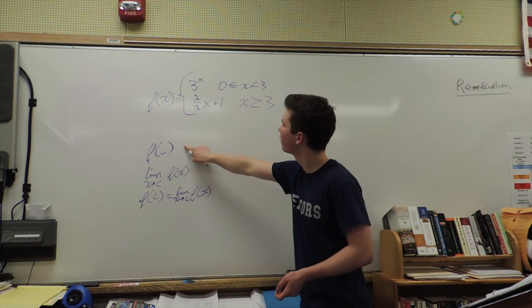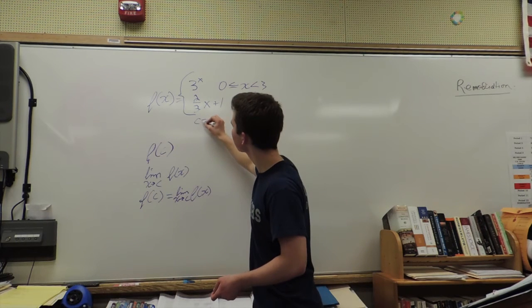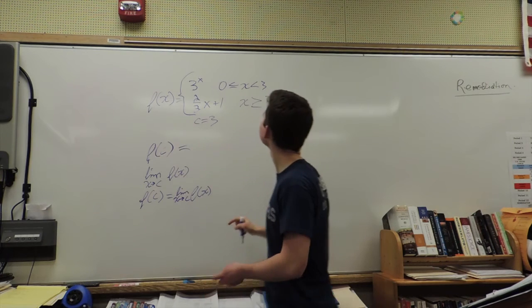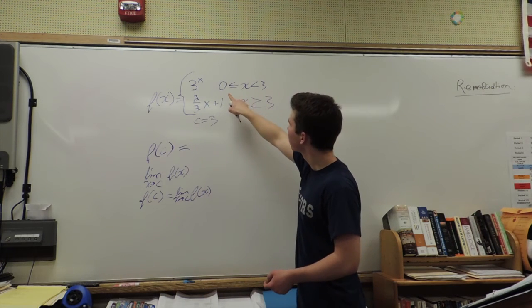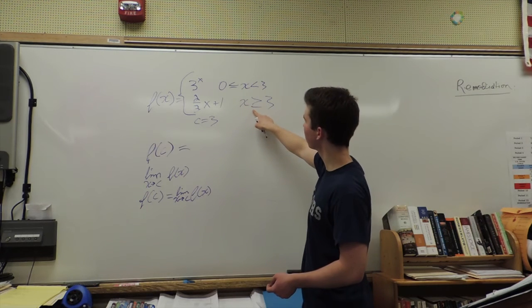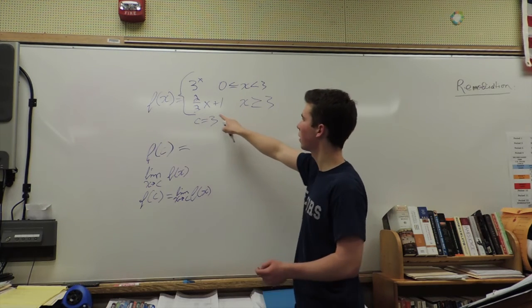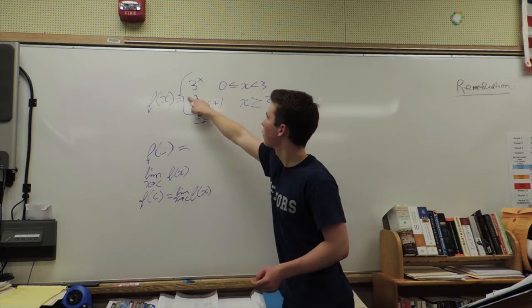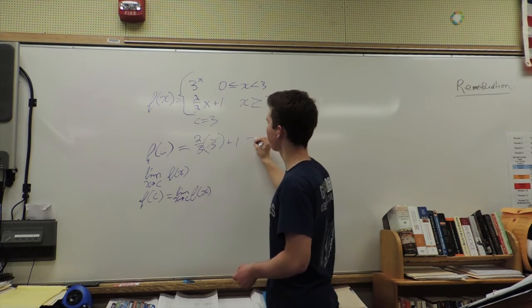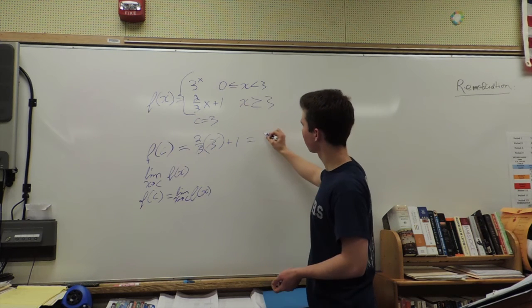What is the function value where x equals 3? C equals 3. Let's find that first. If we look at our piecewise function, it is defined such that when x is greater than or equal to 3, which it is equal to 3, this is the function that describes it. f of 3 is 3.